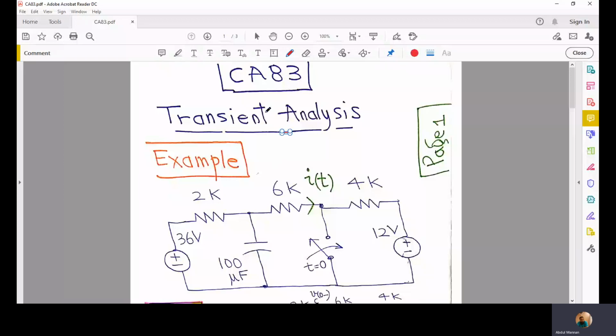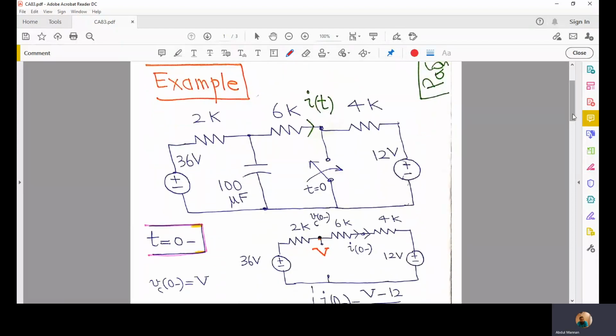Welcome to 83rd lecture. We are studying transient analysis of circuits. And in this lecture, we will solve an example involving a capacitor, a switch, and a number of resistors along with two DC voltage sources.